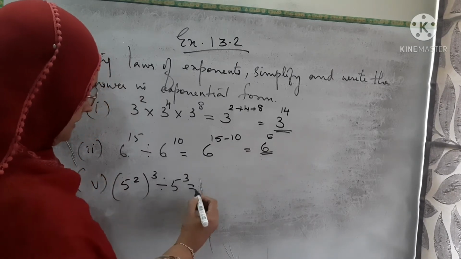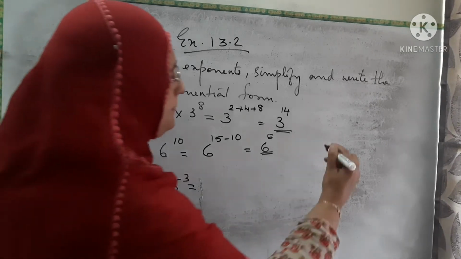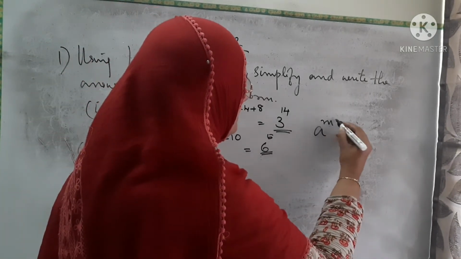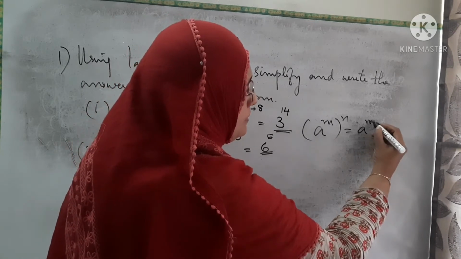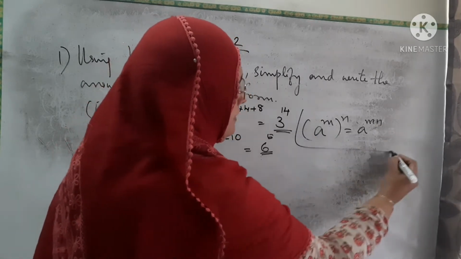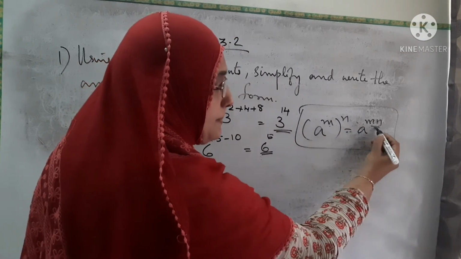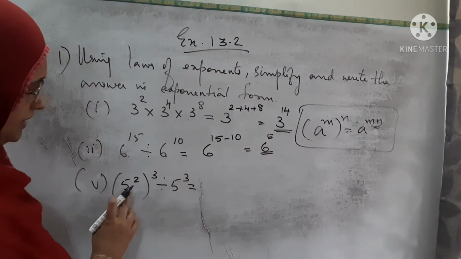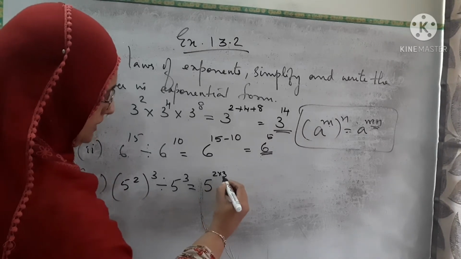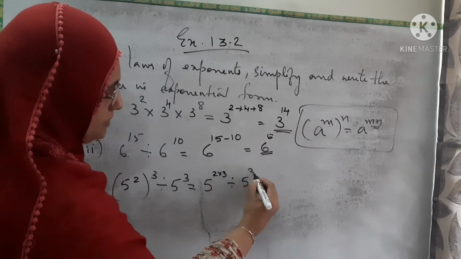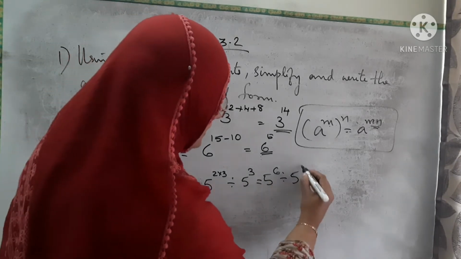The next here. Sorry, I left one rule. See, one more is there: a raised to m, the whole raised to n, that will be equal to a raised to m into n. Okay, a raised to m, the whole raised to n is a raised to mn. Here the sign is coming: 5 raised to 2, the whole raised to 3. So it is 5 raised to 2 into 3 divided by 5 raised to 3. What is 5 raised to 2 into 3? 5 raised to 6 divided by 5 raised to 3.